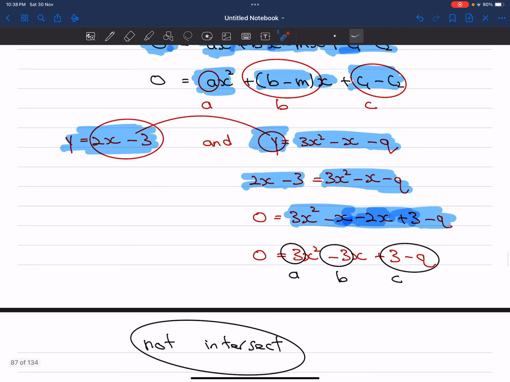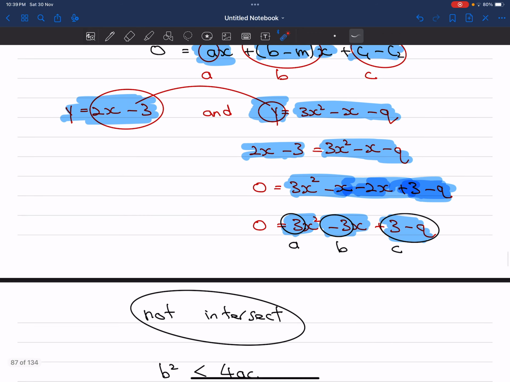So now 3x squared, just copy back. You watch here: minus x minus 2x is minus 3x. And finally, the 3 minus q, I just copy back. Now, our a in front of x squared is 3. Our b in front of the x is negative 3. And our c is 3 minus q.